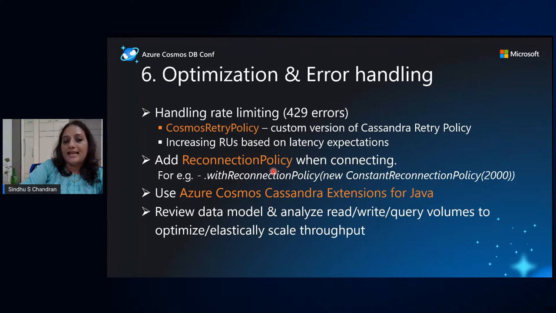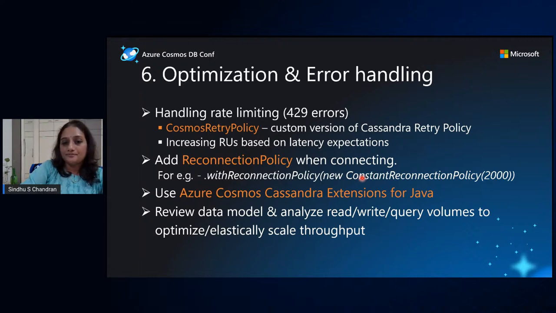And this is again a must do, to implement the reconnection policy. Cassandra supports some two or three reconnection policies. The one that is recommended for Azure Cosmos DB is the constant reconnection policy with around 2000 milliseconds. So this is the option. And this is sort of a must have because we found that without this, your jobs are likely to have connection issues.